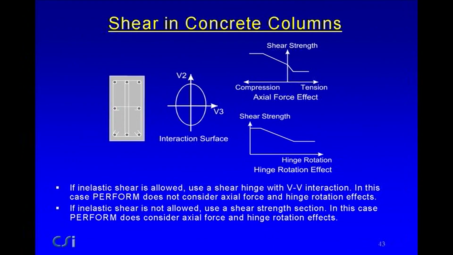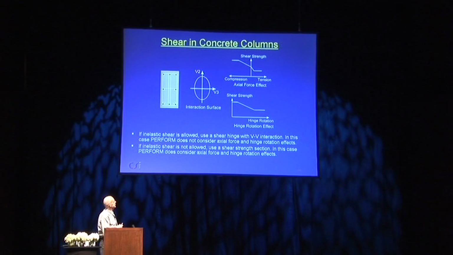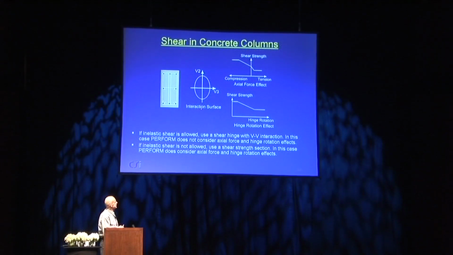Shear in concrete columns, it gets a little more complicated than a beam. You're still going to have shear hinges, but they're a little more complex. Firstly, you have shear in two directions, and so you have an interaction surface. It may be circular, it may be elliptical, it may be some other shape. You have some control over the shape within Perform. The shear strength can depend on the axial force, and the shear strength can depend on hinge rotation. So you could take in some of these complicated interaction effects. So it's somewhat similar to in a beam, but with these added complications.